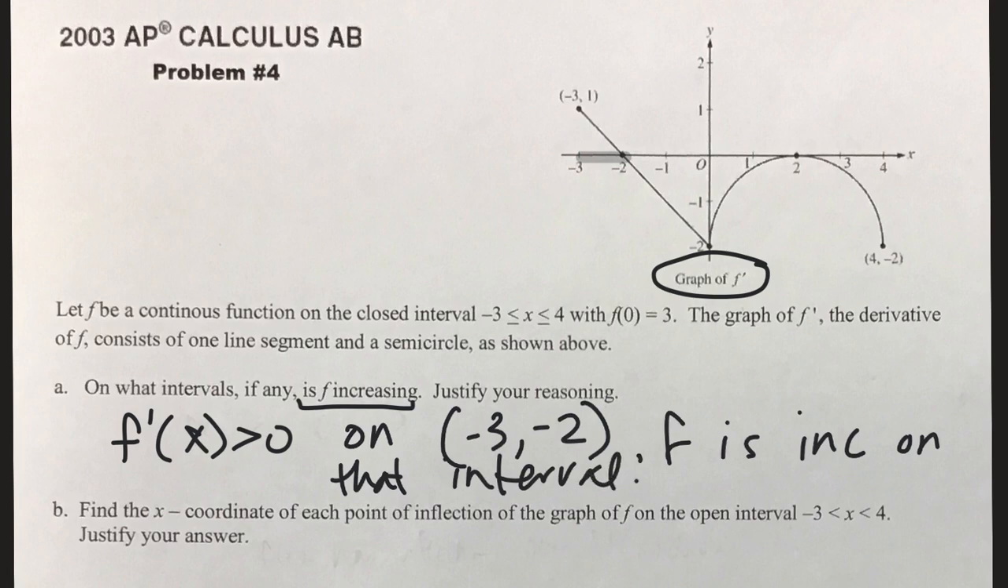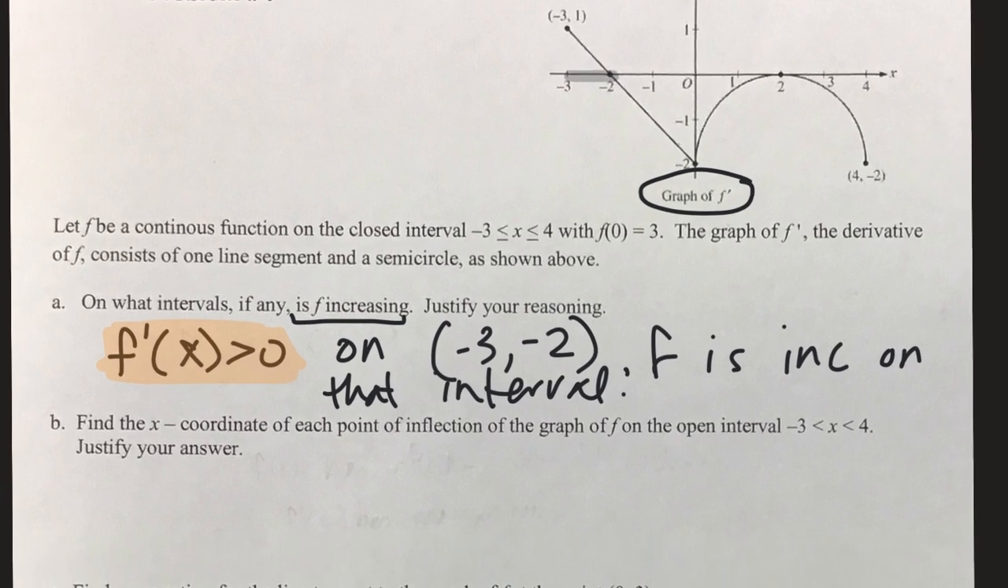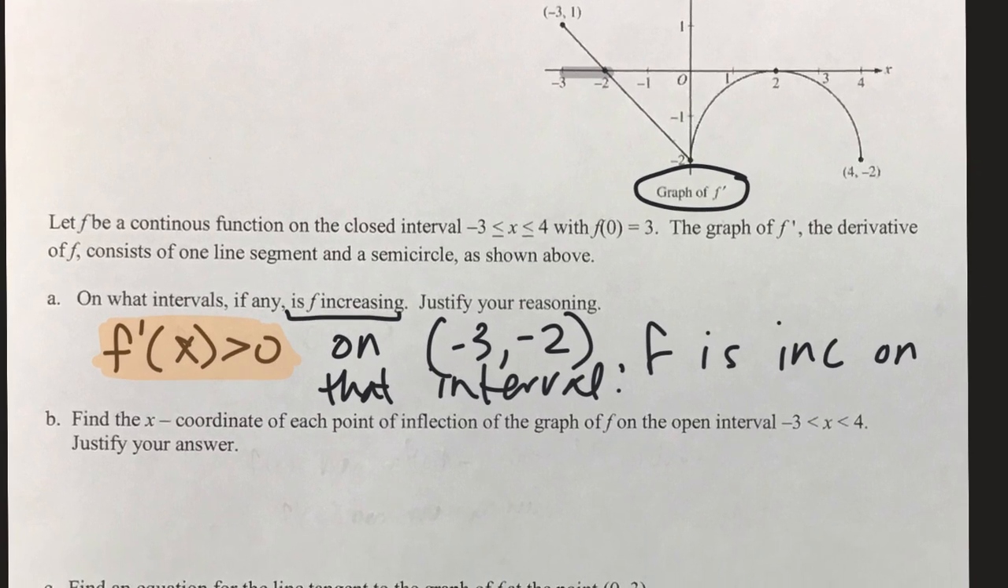Okay, so we have to make a connection between f and f prime. When your derivative is positive, your function is increasing. And when your derivative is negative, your function is decreasing. Find the x-coordinate of each point of inflection of the graph on the open interval from -3 to 4.